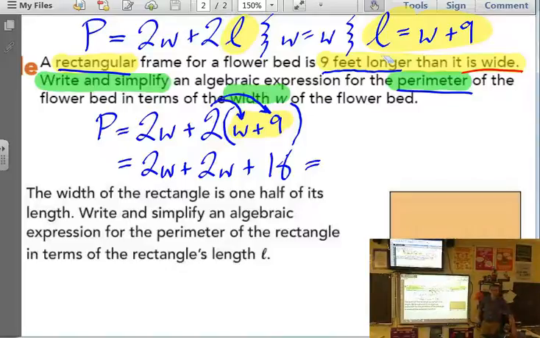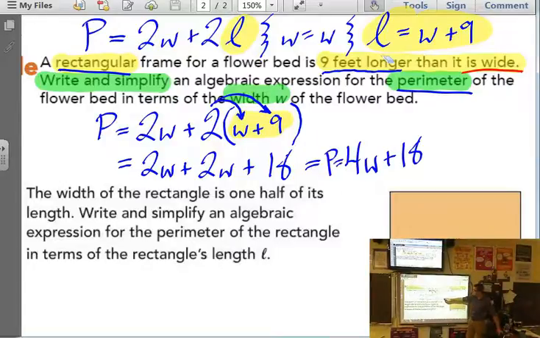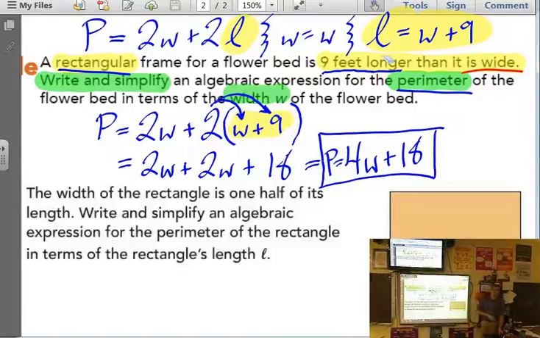Xavier, what like terms can be combined? And we get 4W plus 18. This is your perimeter. So as soon as they tell you what the width is, then you know what the whole perimeter is. But until you know what the width is, you can't figure anything out. Any questions?